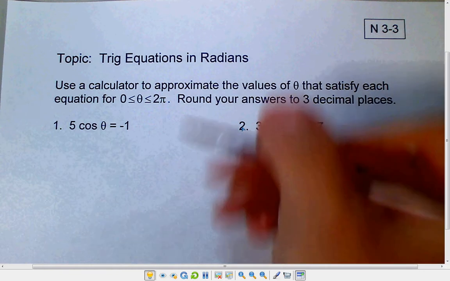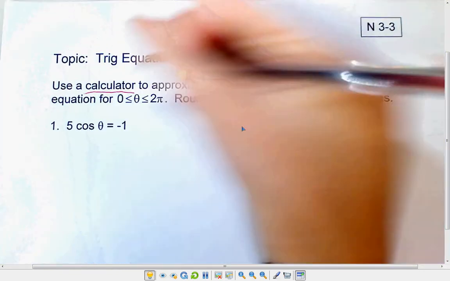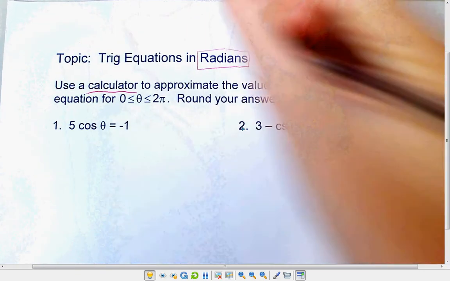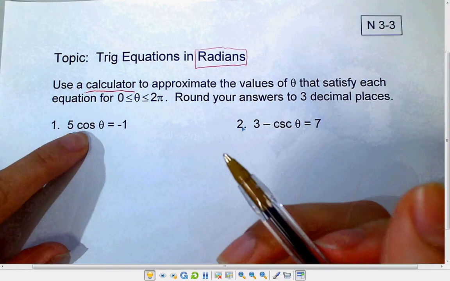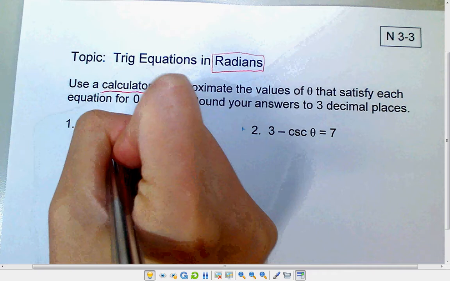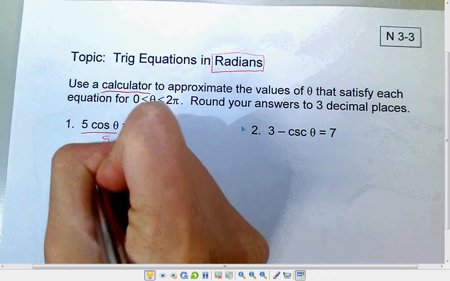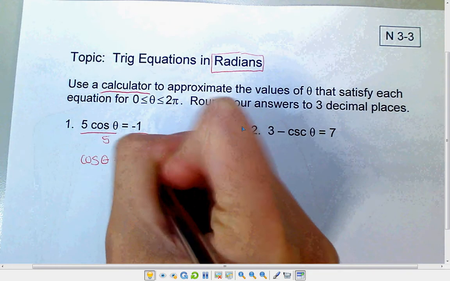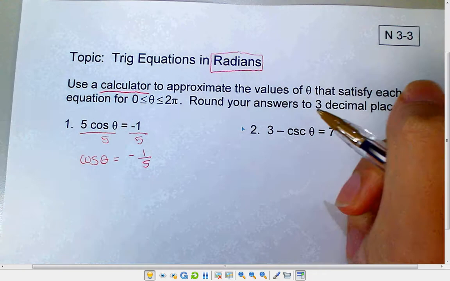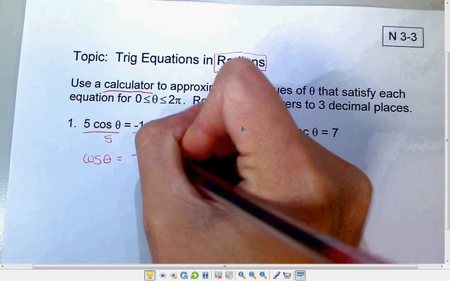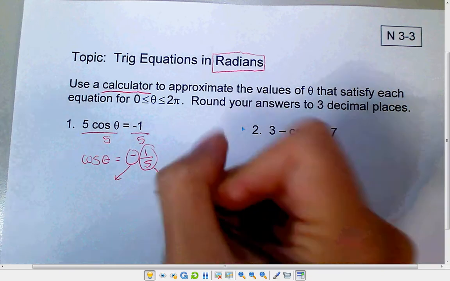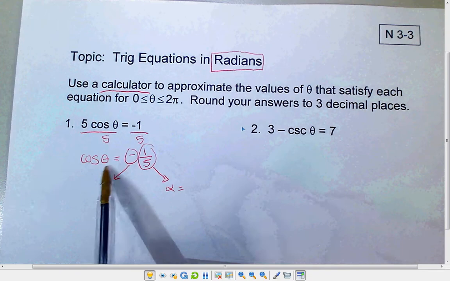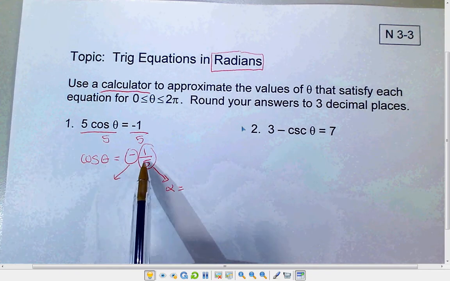Today we are going to be using our calculator to solve for angles in radians. So for our first problem, we first need to get our trig function by itself. So we're going to divide by 5, and we have cosine equals -1/5. The reason why we're using our calculator is because 1/5 is not in our chart. And so we're going to have to work backwards and figure out what angle is going to give you 1/5.